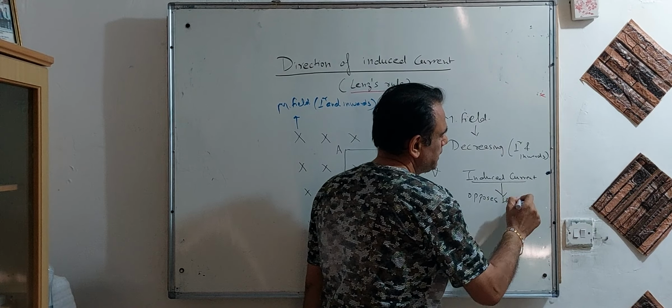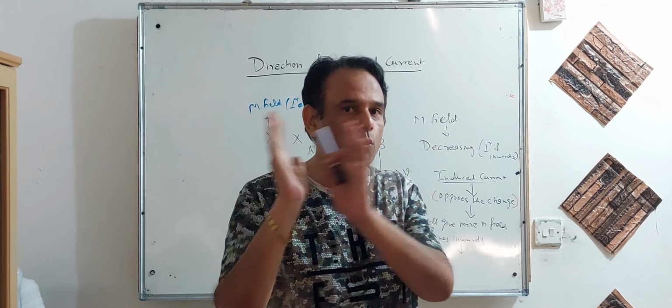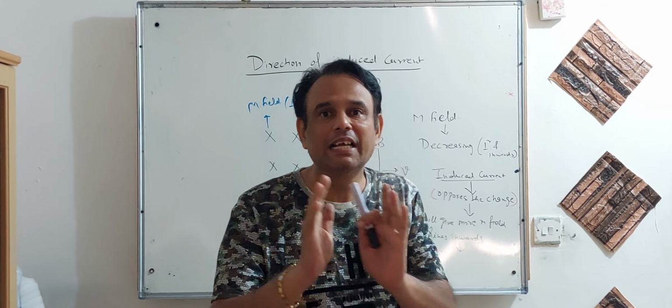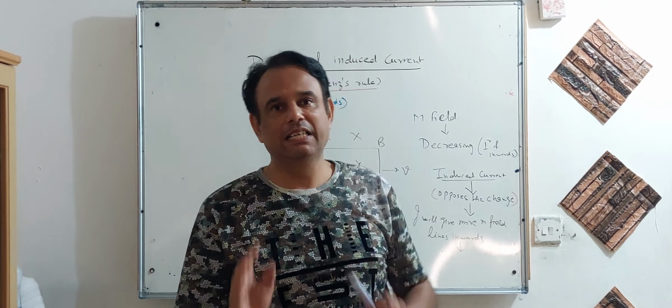I will support you. Support means I will give you more magnetic field lines inwards. Now if you want to give magnetic field lines in, a couple of minutes before I told you, anti out, clock in. So whenever I say it wants to give magnetic field lines inward, inward means clockwise and outward means anticlockwise. Anti out, clock in, remember. So the current will flow here clockwise. This is the induced current.